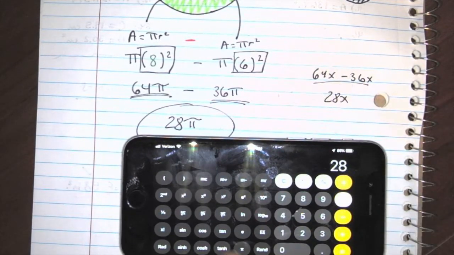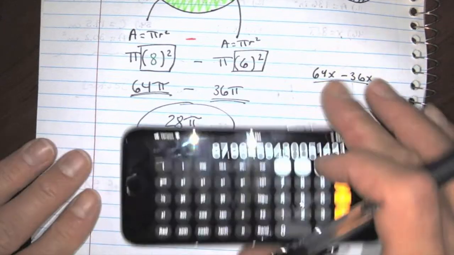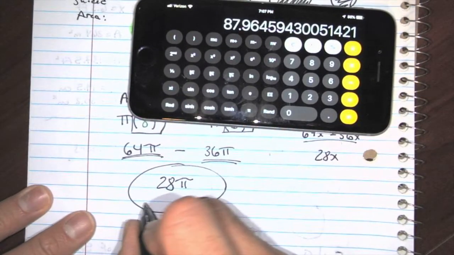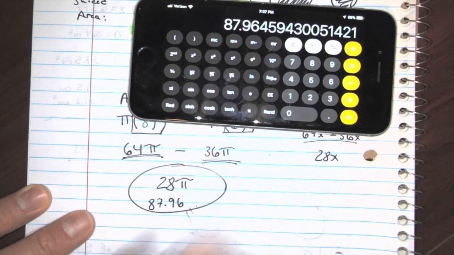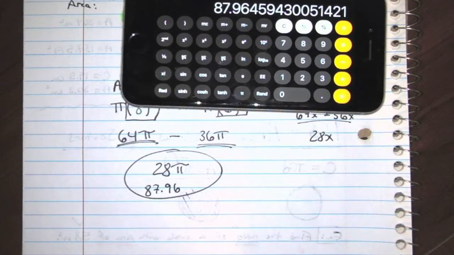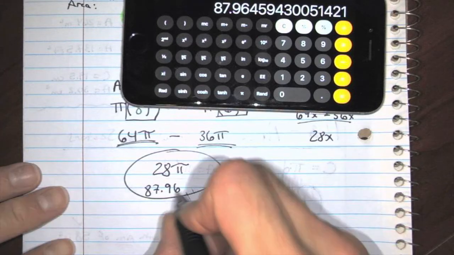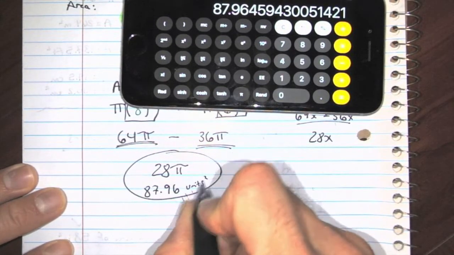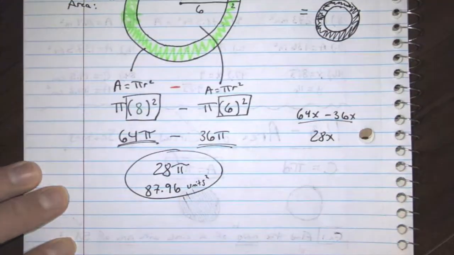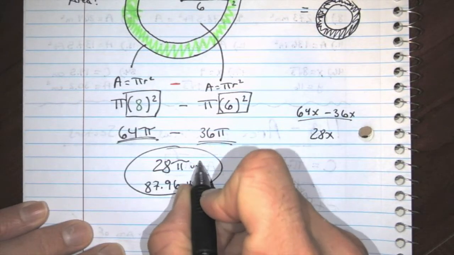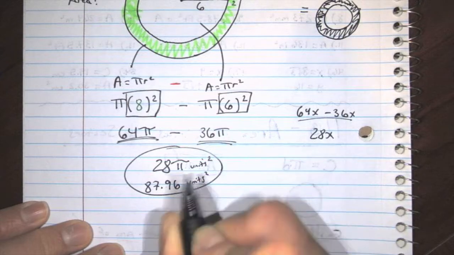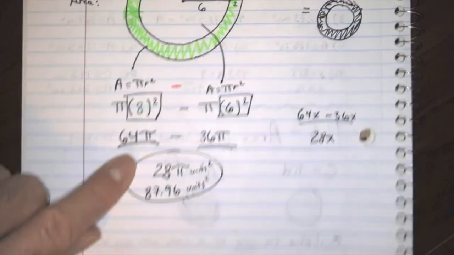28 times pi. Pi button right there. Bam. There's your answer. That's the area. It's 87 point, let's go hundredths. Or you can do 88.0 or 88 units squared. If you want to go exact measurement, it's going to be 28 pi units squared. Either one of these answers is correct.